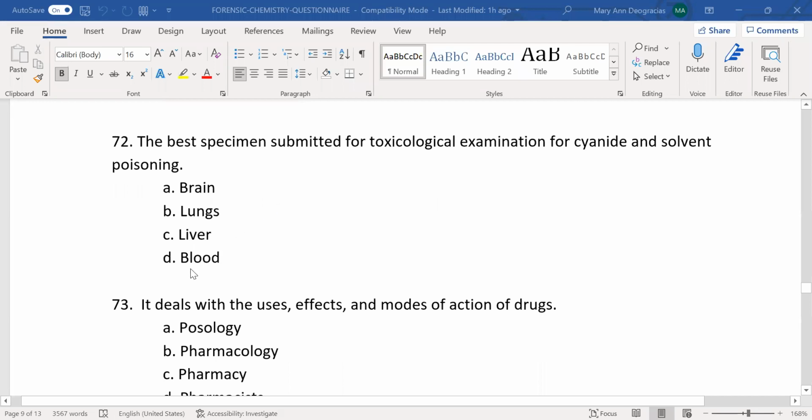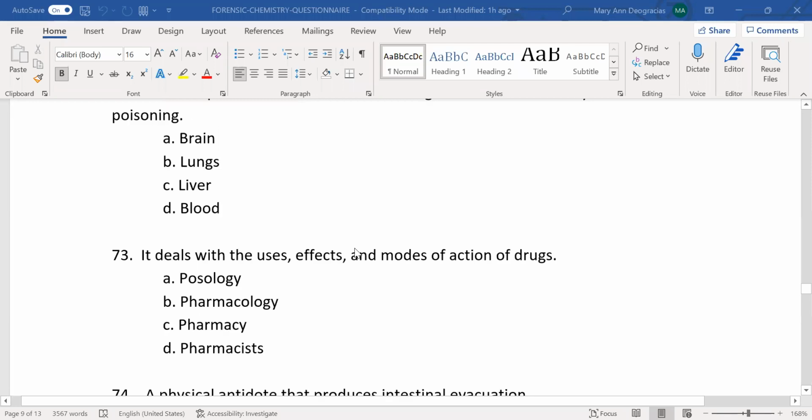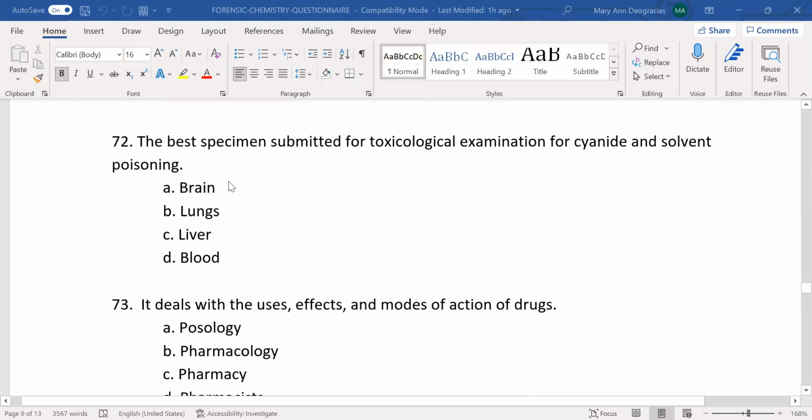Next. Blood pala is alcohol. It deals with the uses. Ano natin to? I-specify natin. Brain is the answer for 72. Ang lungs, saan ginagamit to? So this is the best specimen for inhaled poisons, ang lungs. Solvent is sinisinghot din, pero kasama kasi si cyanide. Tingnan nyo yung bagsak ng question ha. Kasama kasi si cyanide, kaya ang sagot dyan brain. Pero yung sa lungs, it is inhaled poisons, ang lungs.